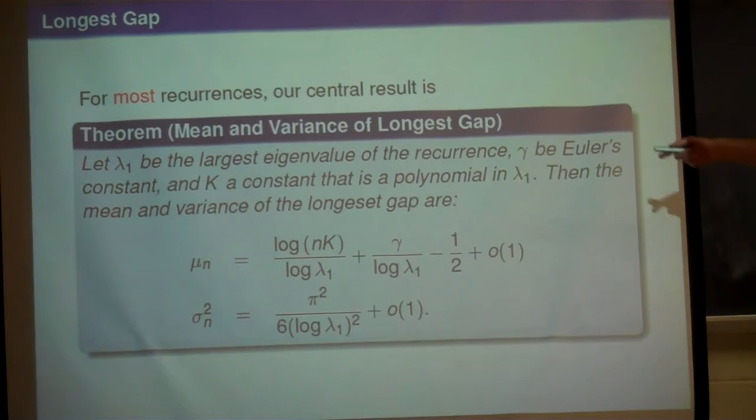So it turns out that the mean of the longest gap grows logarithmically. This k is just a constant that's a polynomial in lambda 1. And what's nice is that we also have this Euler-Mascheroni constant that pops up out of the analysis, and a -1/2. And if you were wondering what the answer was to the coin flip question from earlier, it turns out that the mean of the longest run of heads in a coin flip grows logarithmically.